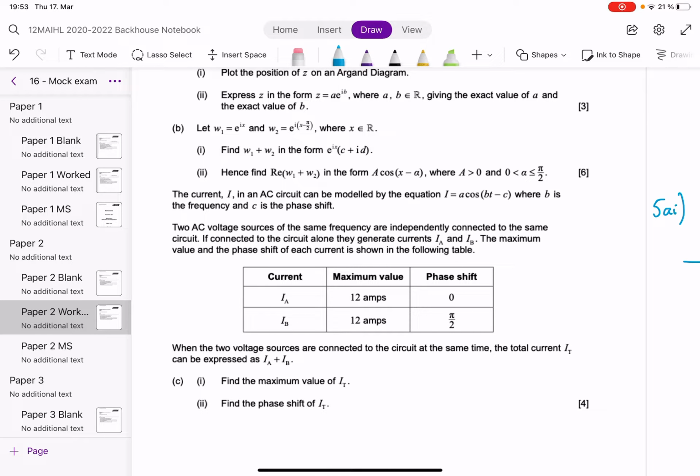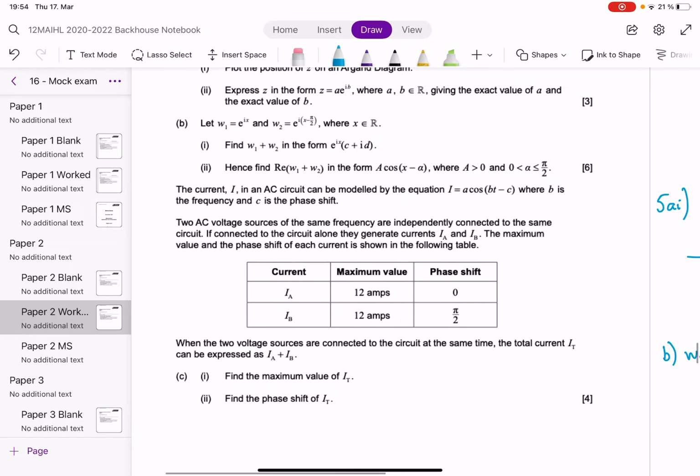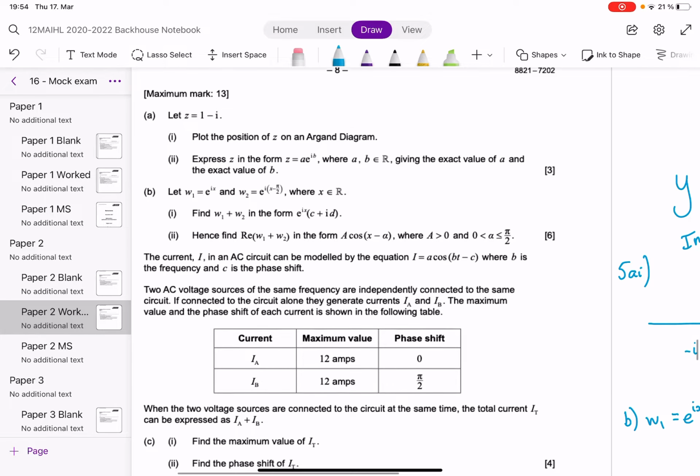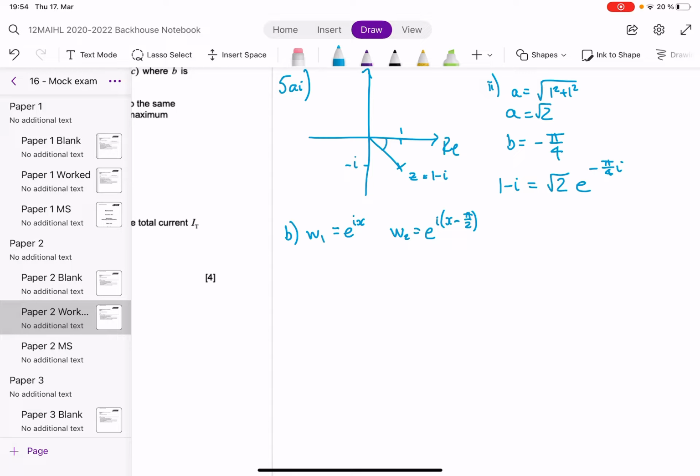Part B, we've got two complex numbers, W1 and W2. We need to add them together. So let me just write them down here. W1 is e to the ix, and W2 is e to the ix minus pi by 2. And we want to add these together. W1 plus W2 is the first one plus the second one.